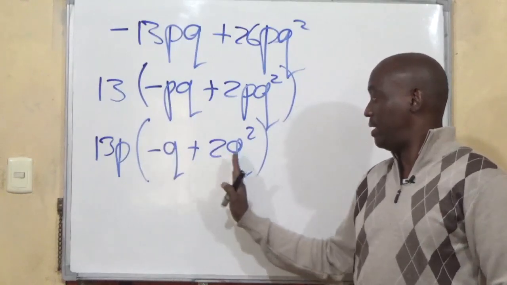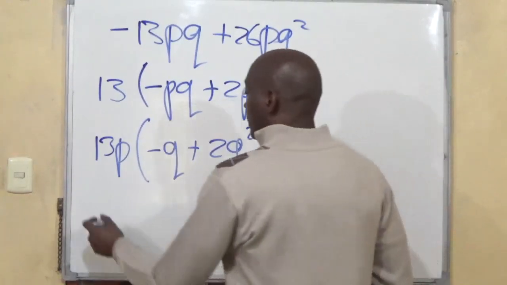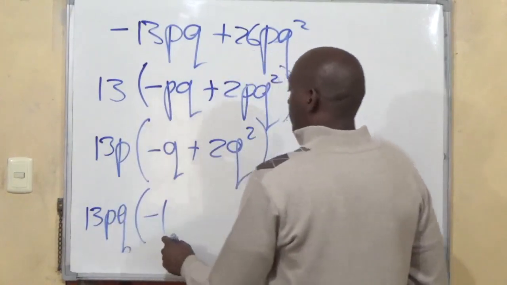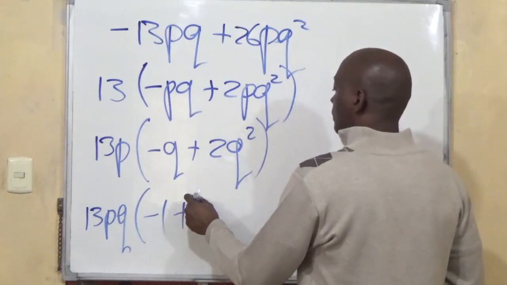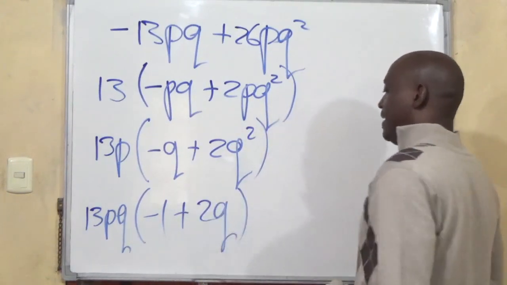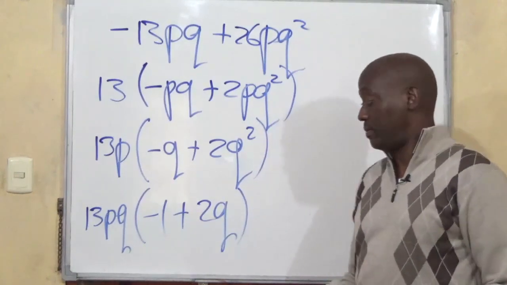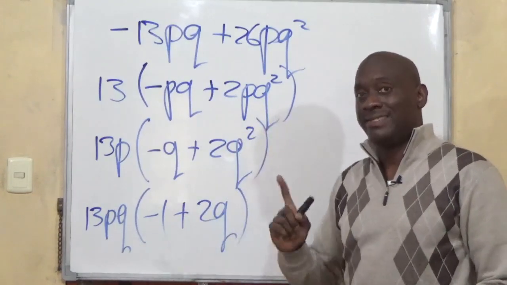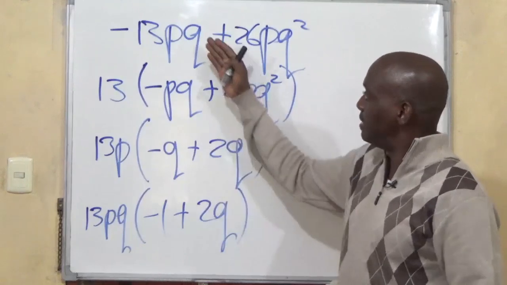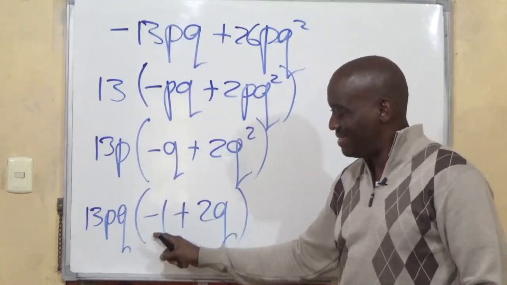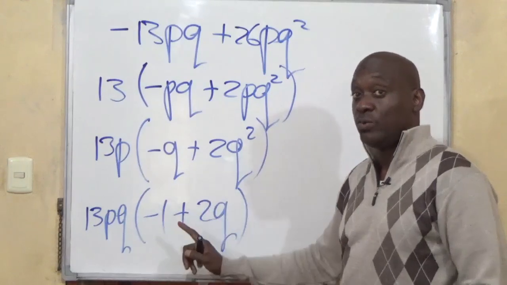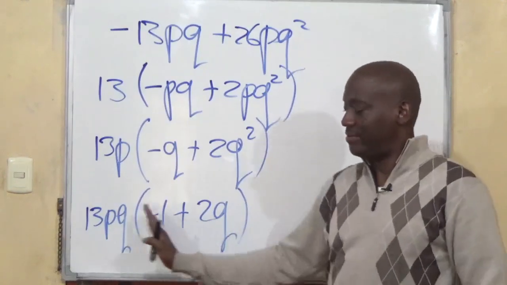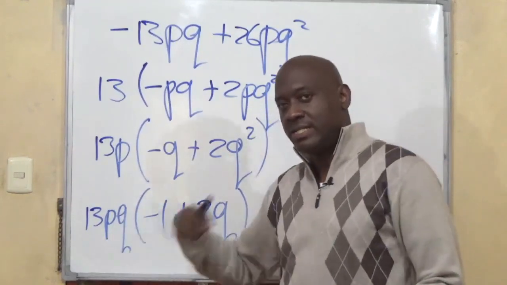So you're looking for your other letters now. Q here and Q squared here. So you're taking out the Q. So 13pq into minus 1 plus 2q. All right. So you see what happened here now. Normally, this would be the end of the discussion. But we have already stated that in a situation like this, where you have a minus sign in the first term, you don't leave the negative sign there.